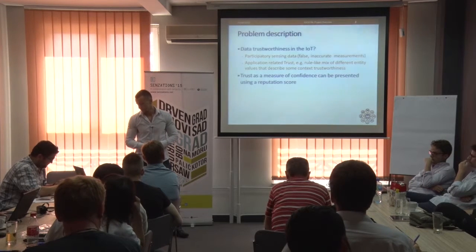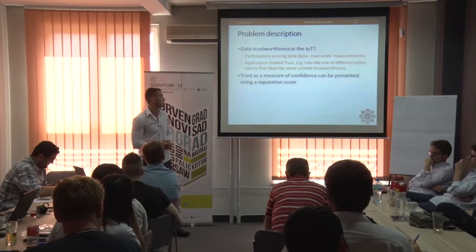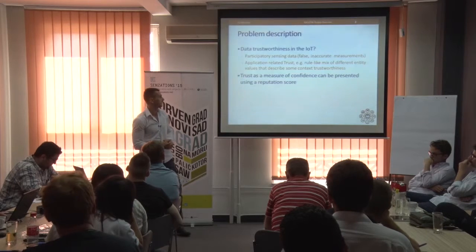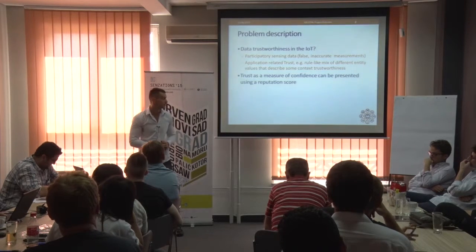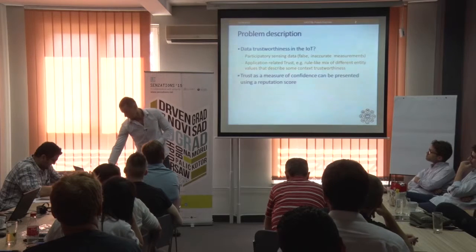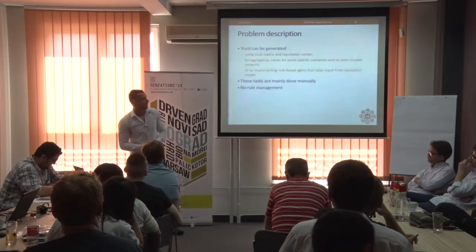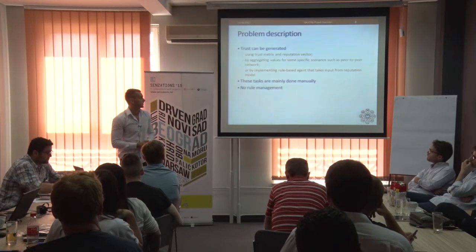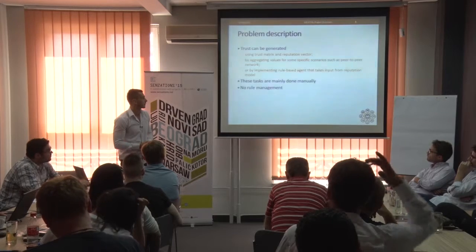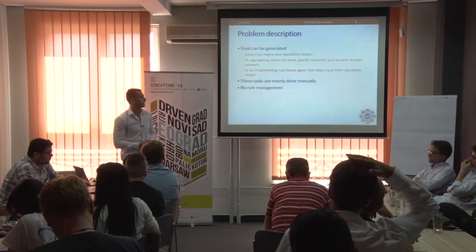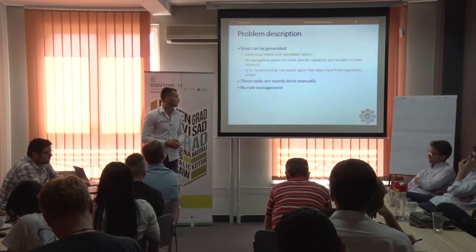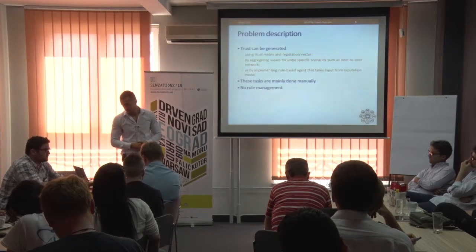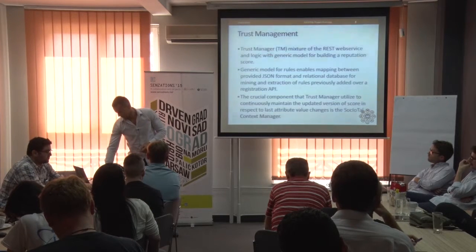In our case, we are using application-related trust. So it is a rule-like mix of different entities' values that describe some context's trustworthiness. Trust can be generated by using a trust matrix and reputation vector, or by aggregating values, and you also have a rule-based agent that can be used for a reputation model. But here we are using a different approach.